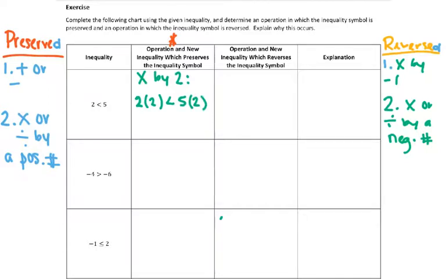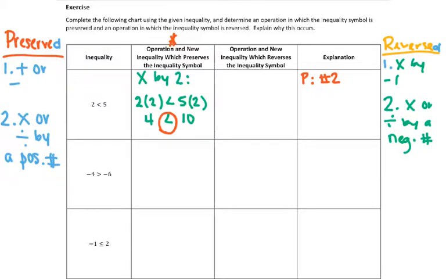So when we carry out those operations, we end up with 2 times 2 is 4, is still less than 5 times 2, which is 10. So we preserved that inequality symbol. It stayed the same. And so I'm going to write P for preserved right here. And we're going to put number 2. We're going to say that this is the second explanation because we can multiply or divide by a positive number and that inequality symbol will remain the same.